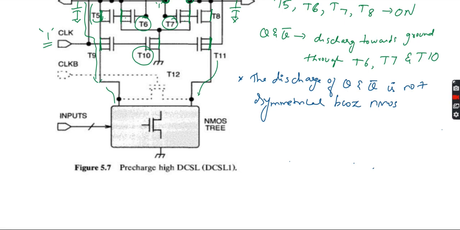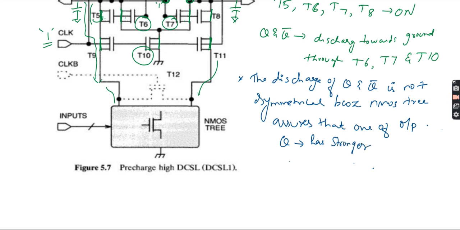Because the NMOS tree assures that one of the outputs, say Q or Q bar, right? Q has a stronger path to ground actually. So this may cause the Q to fall faster than Q bar sometimes.